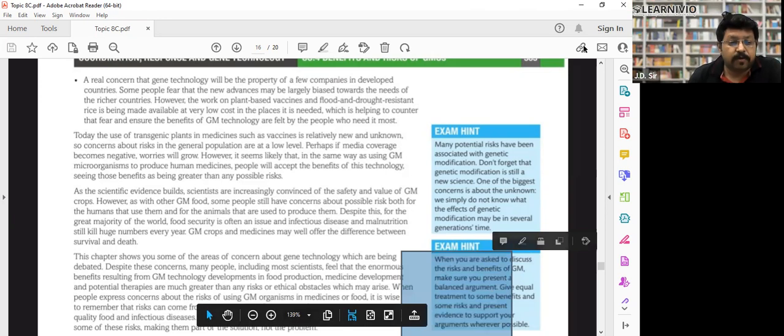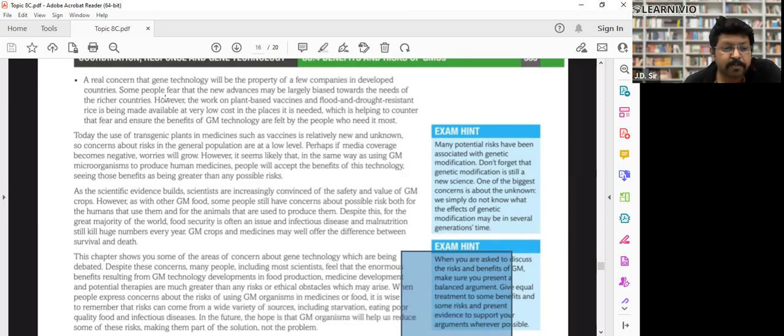A real concern is that gene technology will be the property of a few companies in developed countries. That is also true. Some people fear that the new advances may be largely biased toward the needs of richer countries. However, work on plant-based vaccines and food, and flood and drought-resistant rice, is being made available at very low cost in the places where it is needed, which is helping to counter that fear and ensure the benefit of GM technology. So some people have questioned whether it may become beneficial only for richer countries. They may hold the technology, but nowadays these richer countries are doing experiments like flood-resistant and drought-resistant plants, and they are providing them to poor nations as well, right? So this myth is getting cleared.